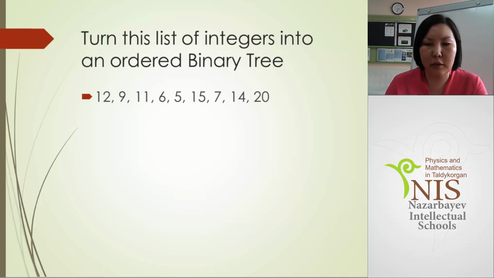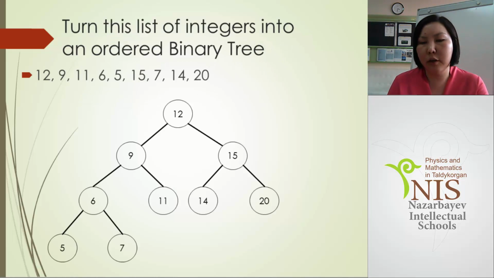If you have finished, now just look at the result of this. You have to have the tree like this. And please remember that in a binary tree, each node has only 2 branches going out from this node.